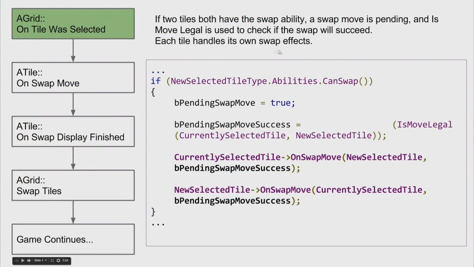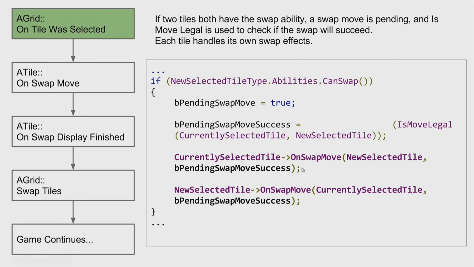So we've got the grid, and it knows when a tile was selected, when you either click on it or touch it on the phone. So if 2 tiles can both swap, because we've got those metal blocks that can't swap back and forth, then the grid knows a swap move is pending. So this bPendingSwapMove equals true. Then it checks if the move is legal to see if the pending swap move will be a success or not. And then it calls this OnSwapMove on each tile.